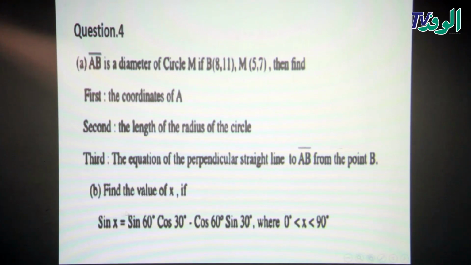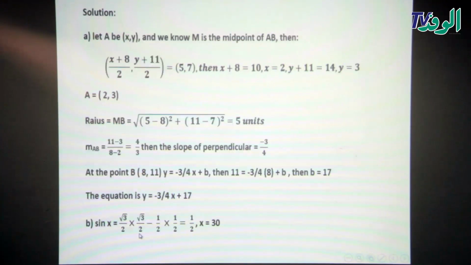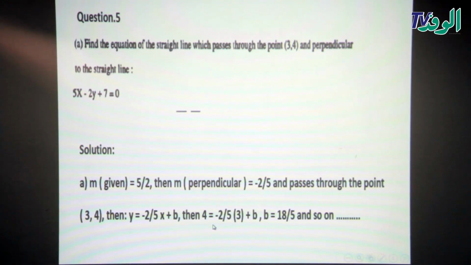Number B, find the value of x if sine x equals sine 60 cosine 30 minus cosine 60 sine 30. This one is very simple, we substitute the values as we see. In the end sine x equals half. So the angle whose sine equals half is 30. So the value of x is 30.